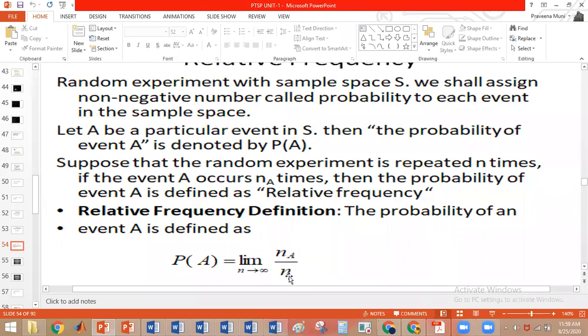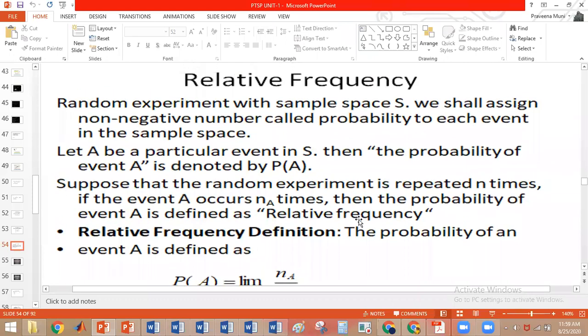So we have to conduct the experiment an infinite number of times, and only then the probability of getting head will be equal to 1 by 2, and the probability of getting tail will be equal to 1 by 2. When you throw a die, the probability of getting 1 will be 1 by 6, and the probability of 2 will be 1 by 6. That happens when you throw a die an infinite number of times and check how many times you get 1 and how many times you get 2; it will be almost equal to 1 by 6. This is another way of representing probability, defined by using relative frequency.